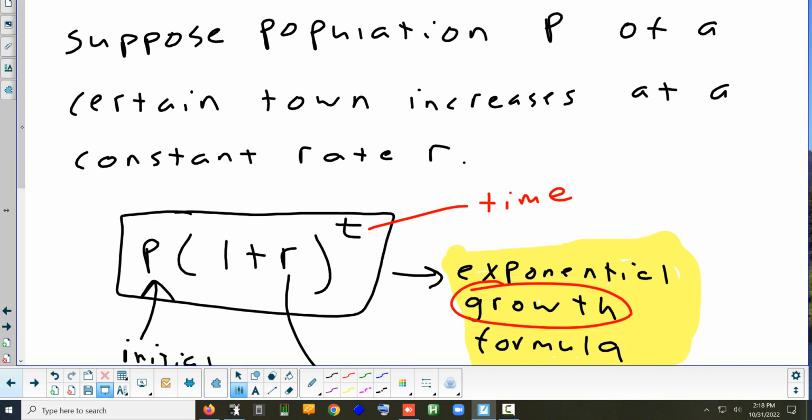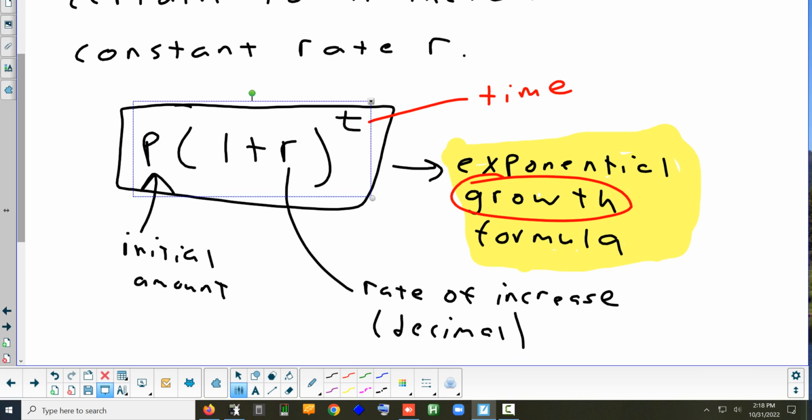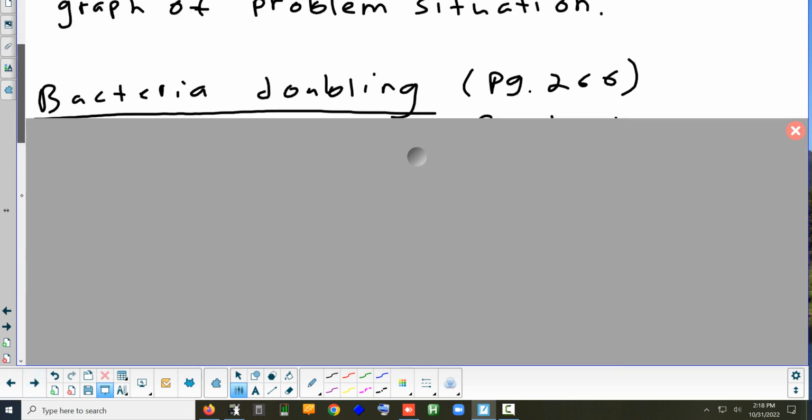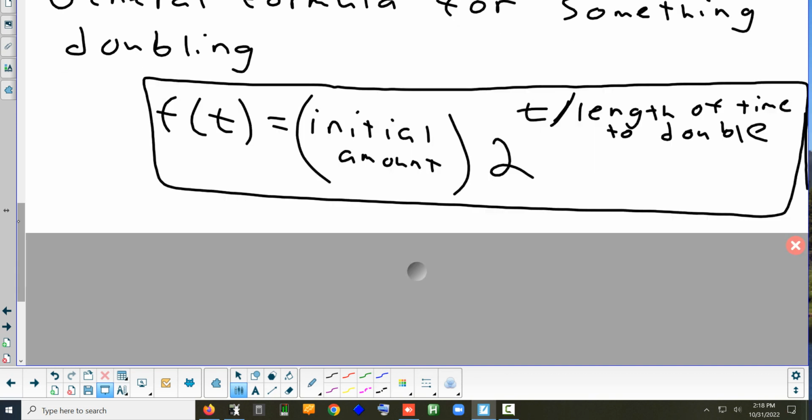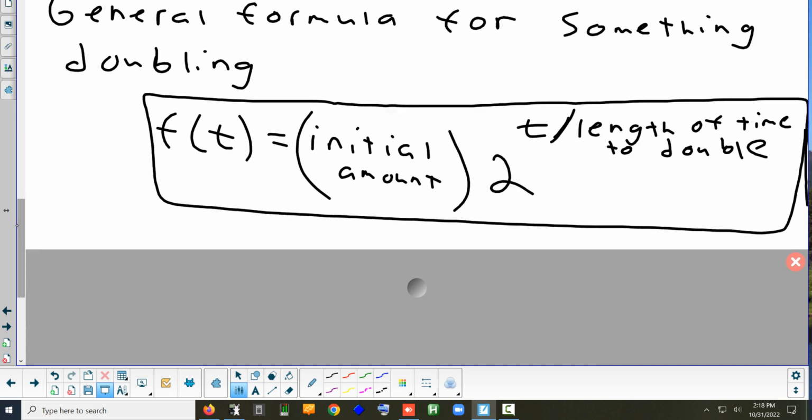So think about our formula. If you plug in a growth rate of 100%, what number would end up inside that parenthesis after you change that growth rate to a decimal? Well, the growth rate would be a 1, and then what would be inside the whole thing that I circled? A 2. So when you put a 2 inside there, that's an exponential growth formula specific for something double. And there is the general formula for something double. Pretty similar to the last one. One important thing about the exponent, though.